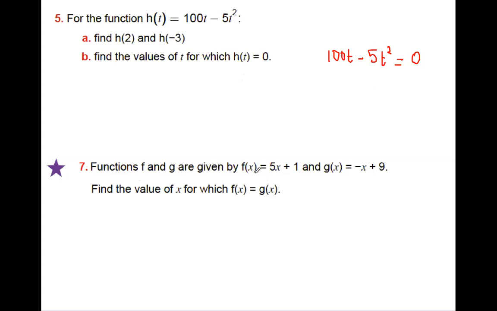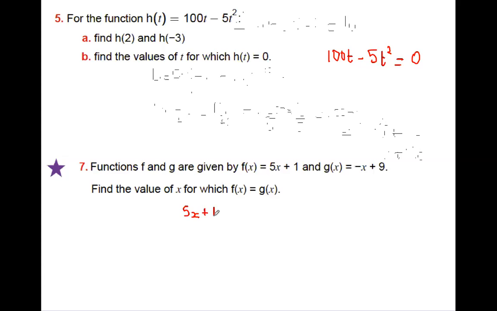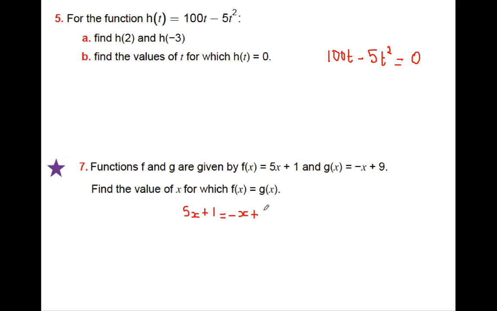Question 7, we've got f of x equals 5x plus 1, and g of x equals minus x plus 9. Find the value of x for which f of x equals g of x. So basically you're asked to solve 5x plus 1 equal negative x plus 9. That's what they've asked us to solve here. Which value of x would work for this?